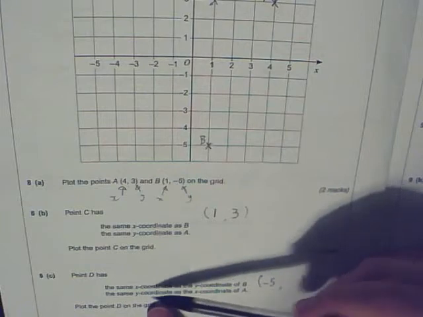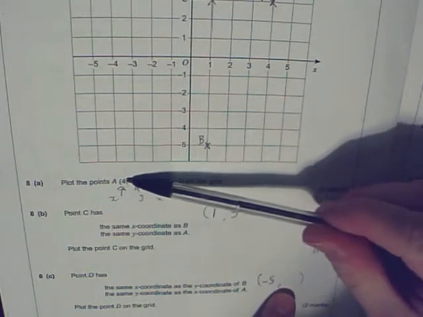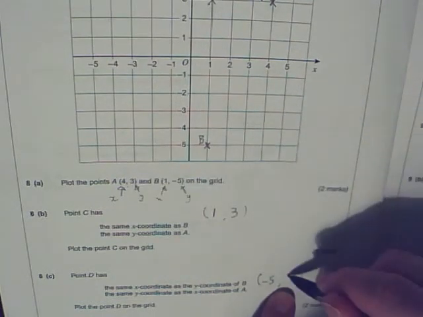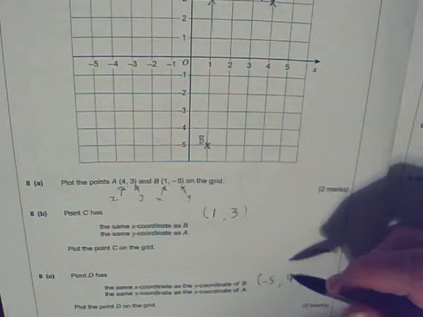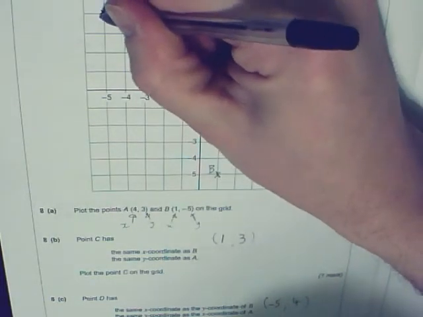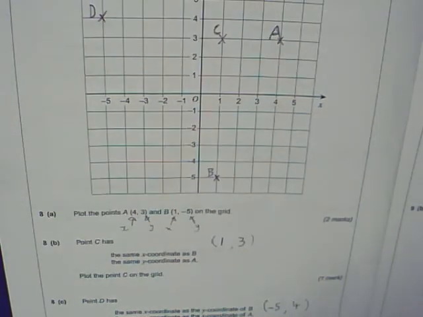And the same y coordinate as the x coordinate of A. So my y amount here is the same as my x amount there. So that's got to be 4. So my answer here is (-5, 4). Minus 5 on the x, but then 4 up. So (-5, 4), and that's where I would plot D. And there's 5 marks in total for question 8.